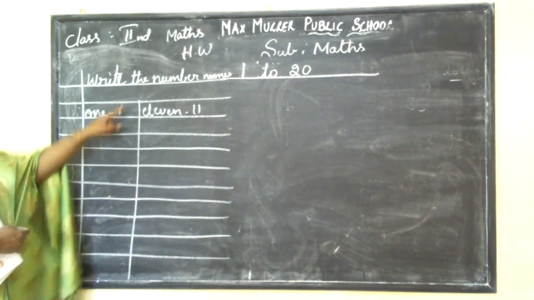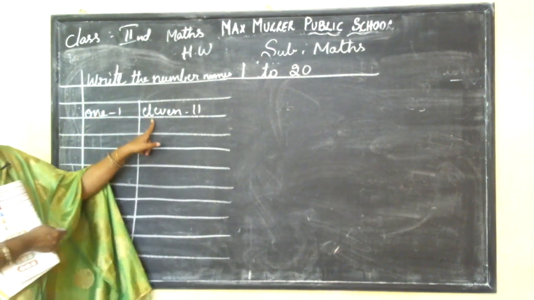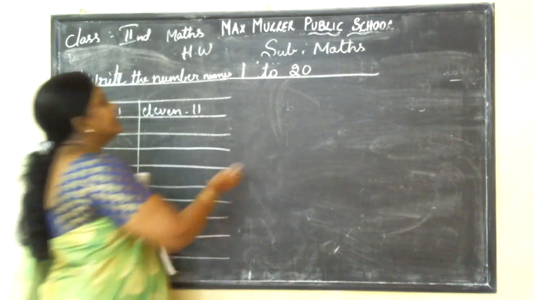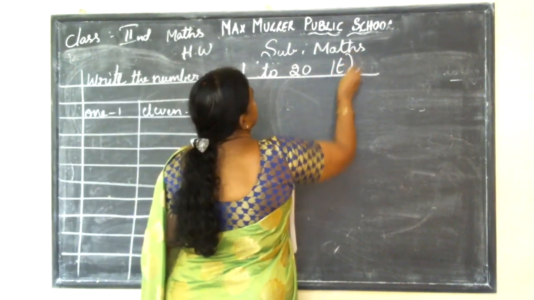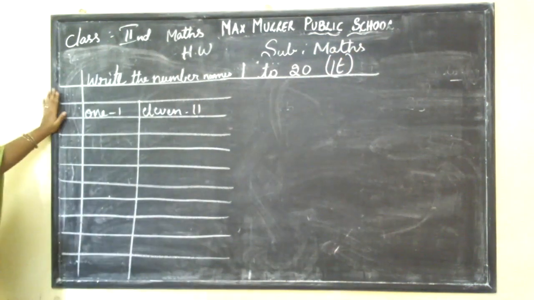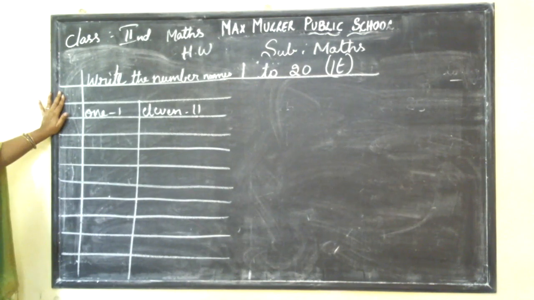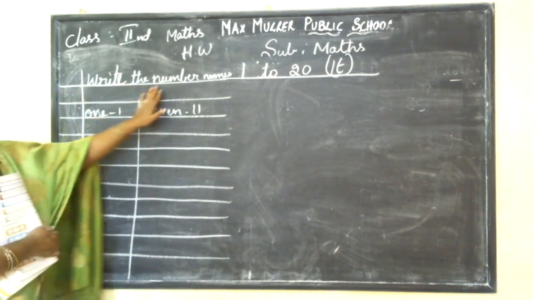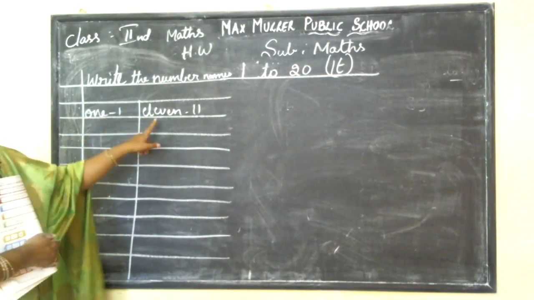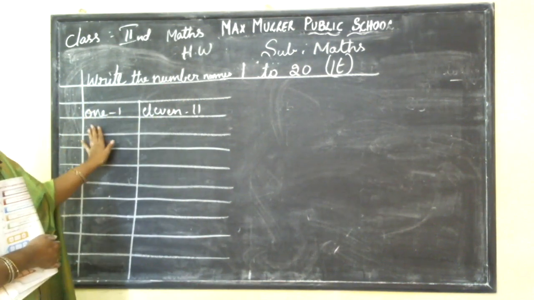After 10, use a scale and put the line and then go to 11, 12, 13 till 20. You want to write how many times? One time. Understood, children? Go to next page, take homework note. Once again I am saying, take homework note, max homework note. Last class I gave, write the numbers 1 to 100. Now this class I am giving, write the number names 1 to 20. One time you want to write, without spelling mistakes, write neatly, sharpen your pencil.